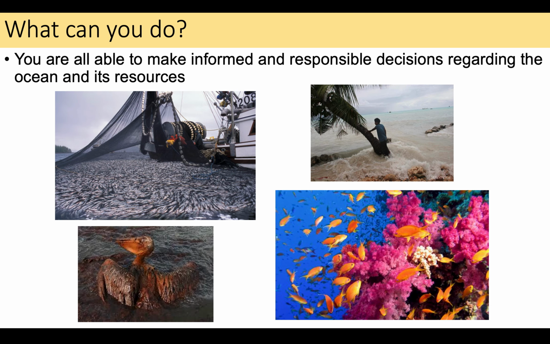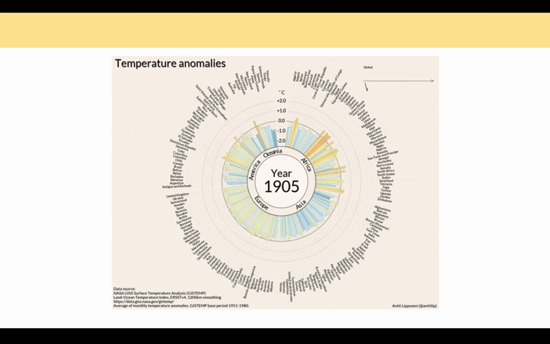And then the second thing that you can do as an individual would be make informed decisions. Make informed and responsible decisions in terms of our ocean, our ocean and the resources. So now that you know, or as you continue to learn, you can continue to make these responsible decisions to help our oceans stay as absolutely wonderful as they are today.